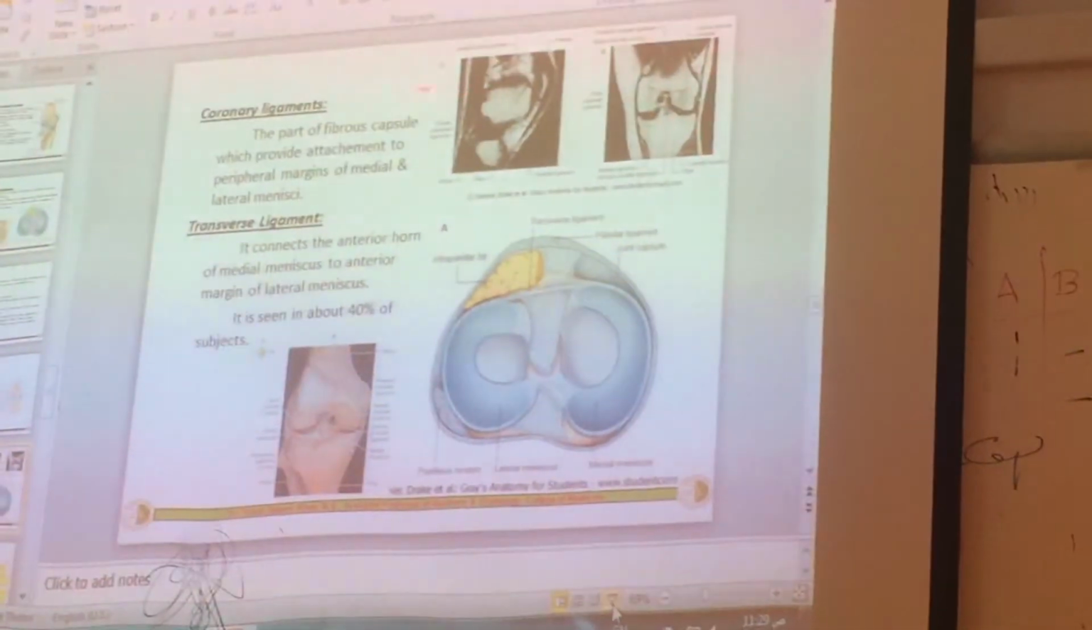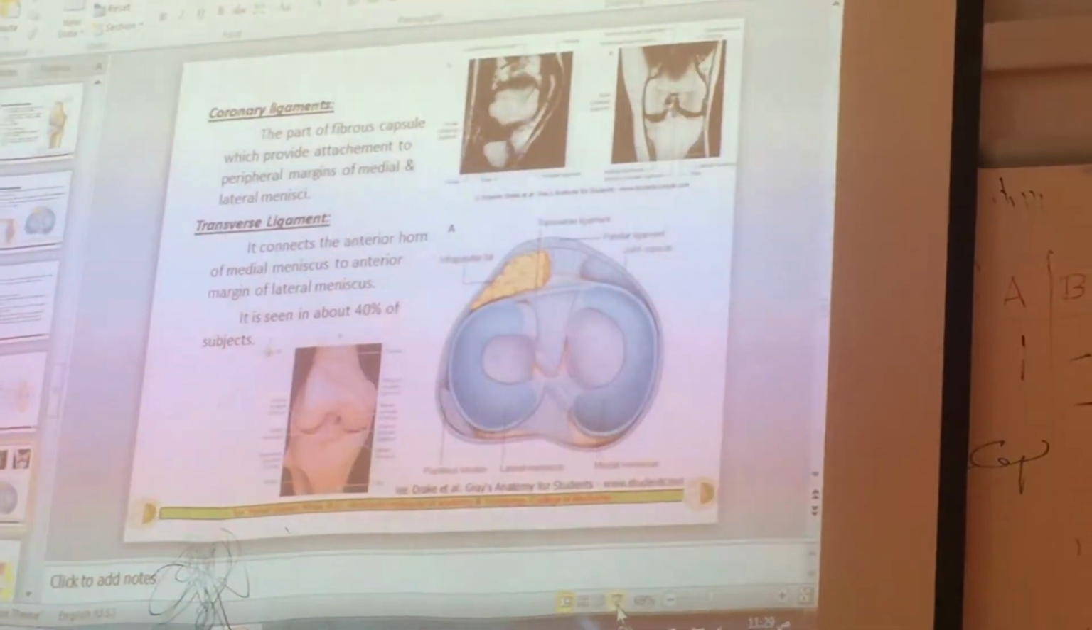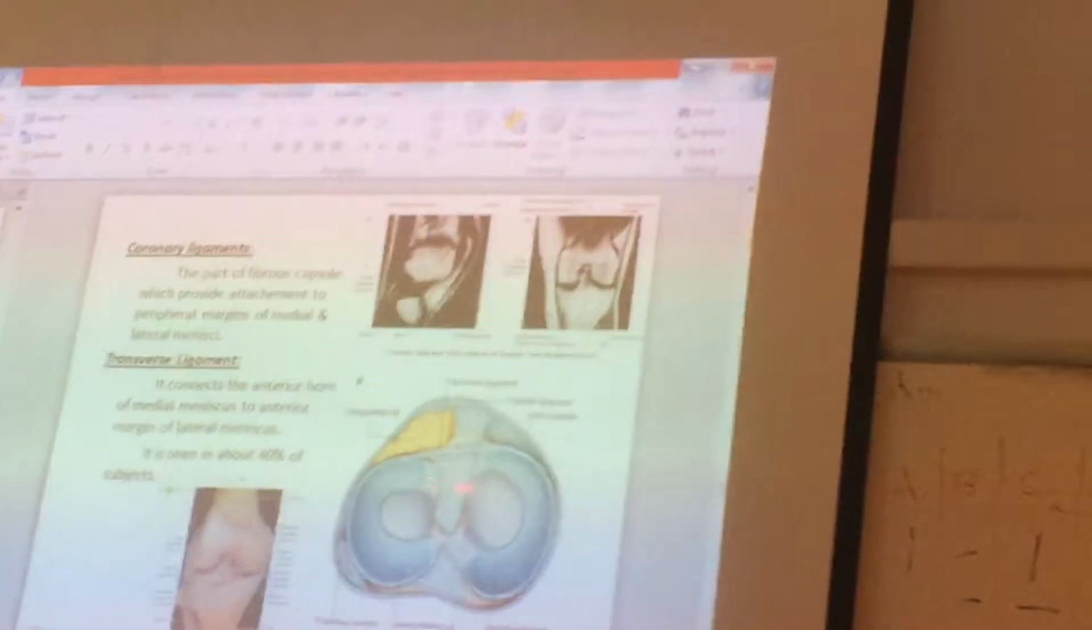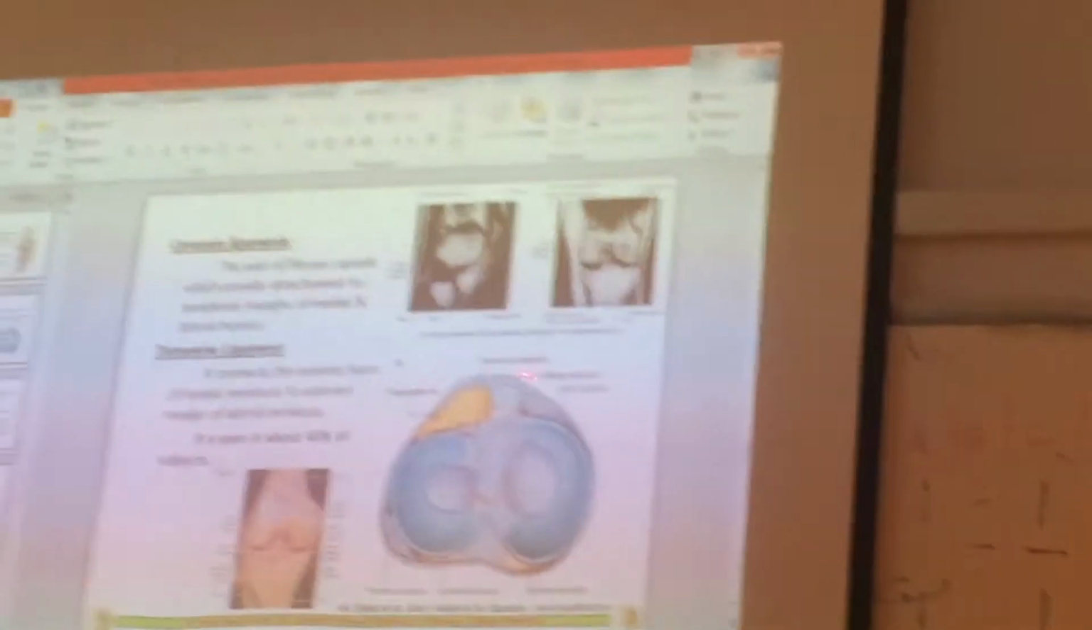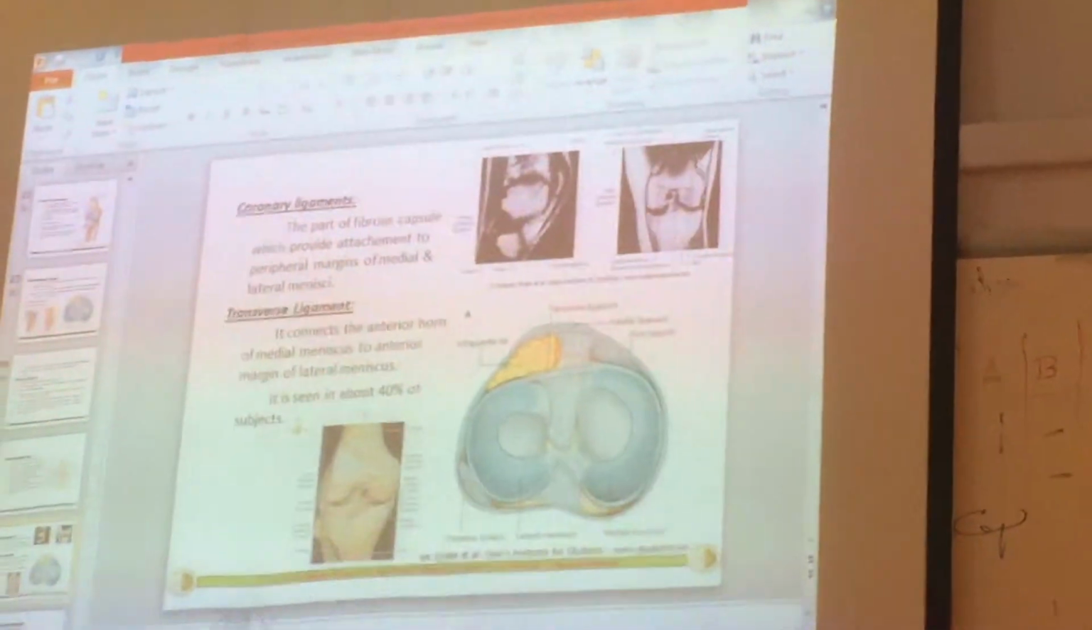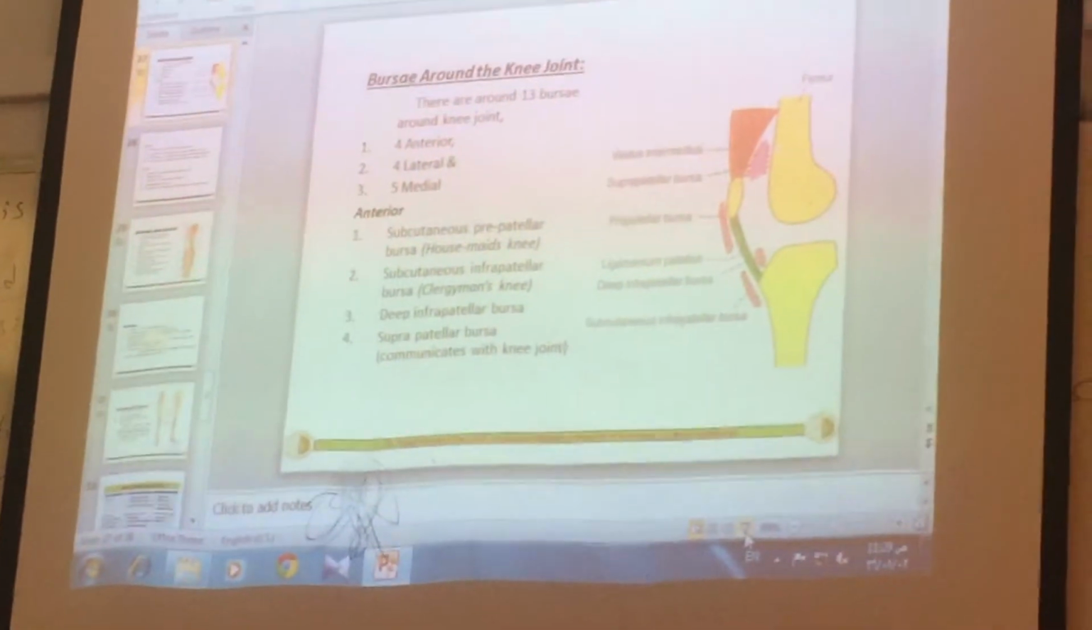Then there is something called the coronary ligament. I will not go into detail. Then we have the transverse ligament. If you can see here, between the two menisci, there is a connection between the two. This is called the transverse ligament. Okay. This also helps to some amount in the stability of the knee joint. Okay. Now this is about the ligaments.